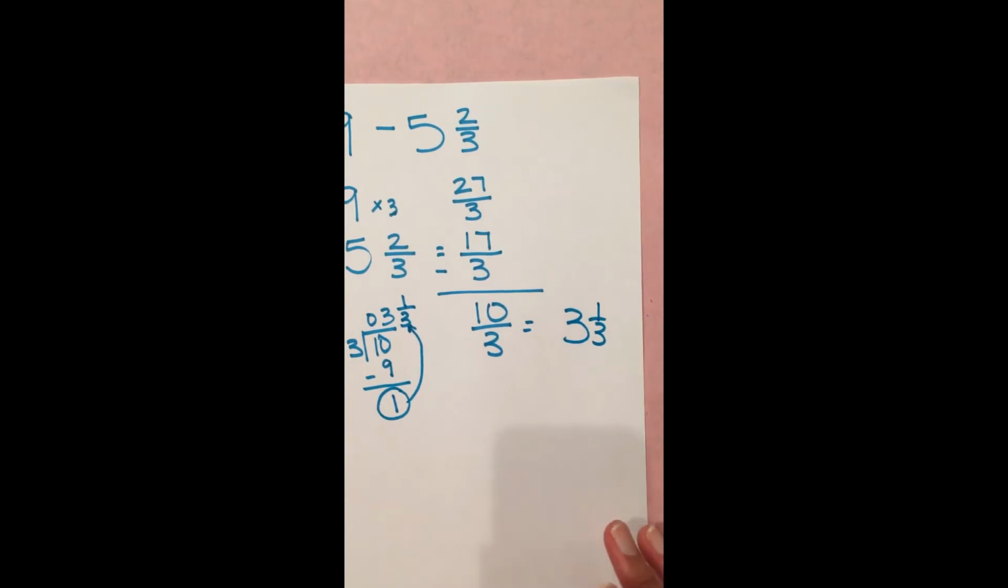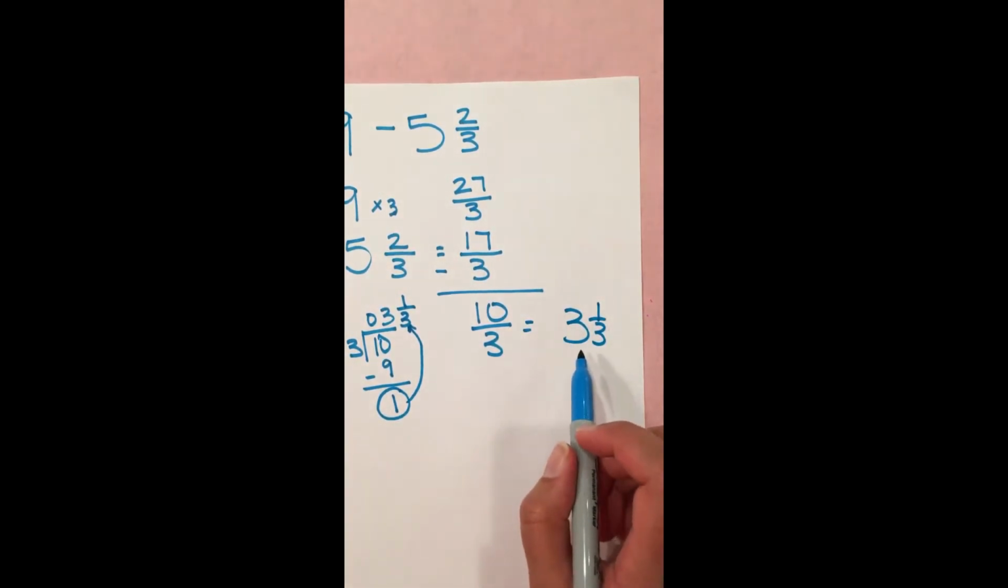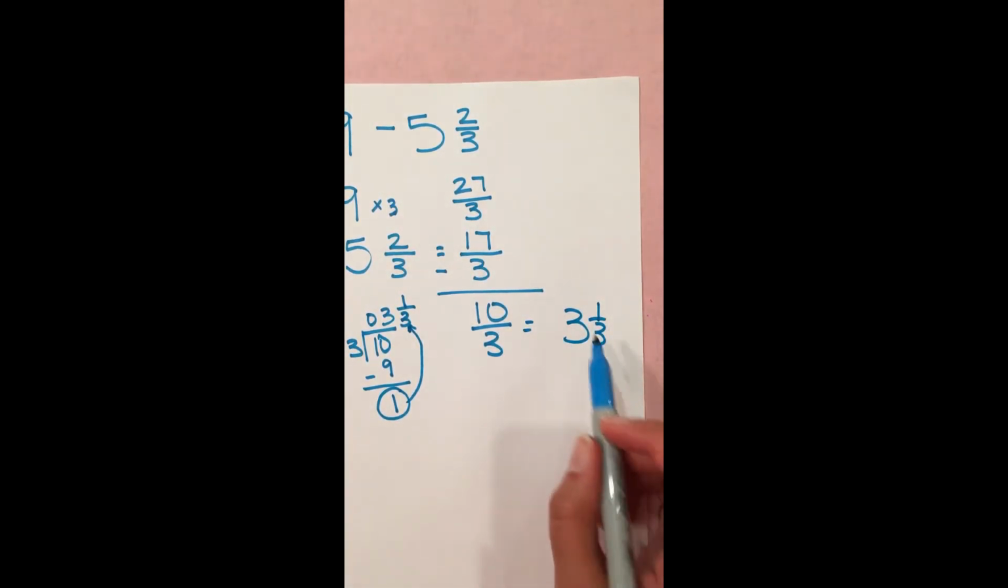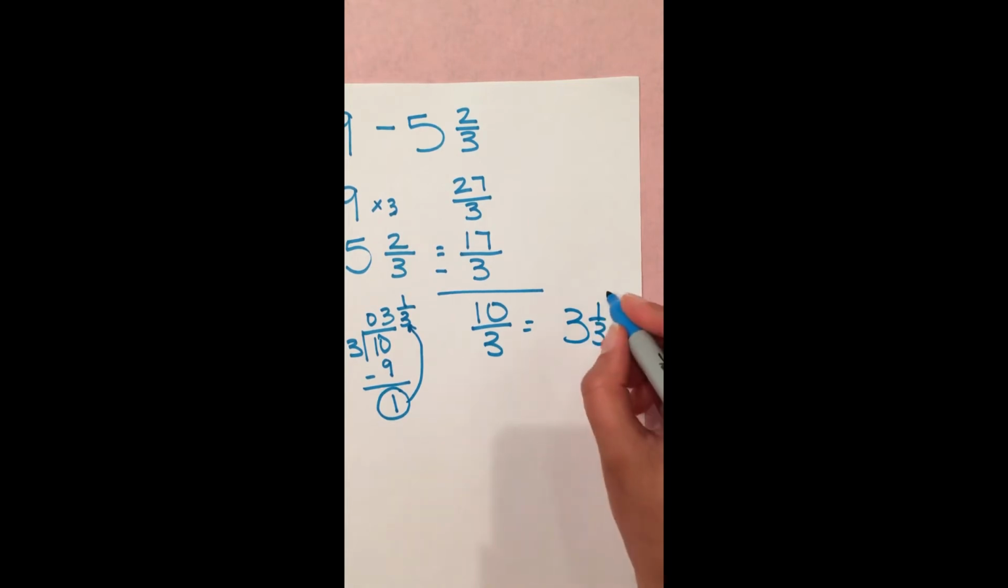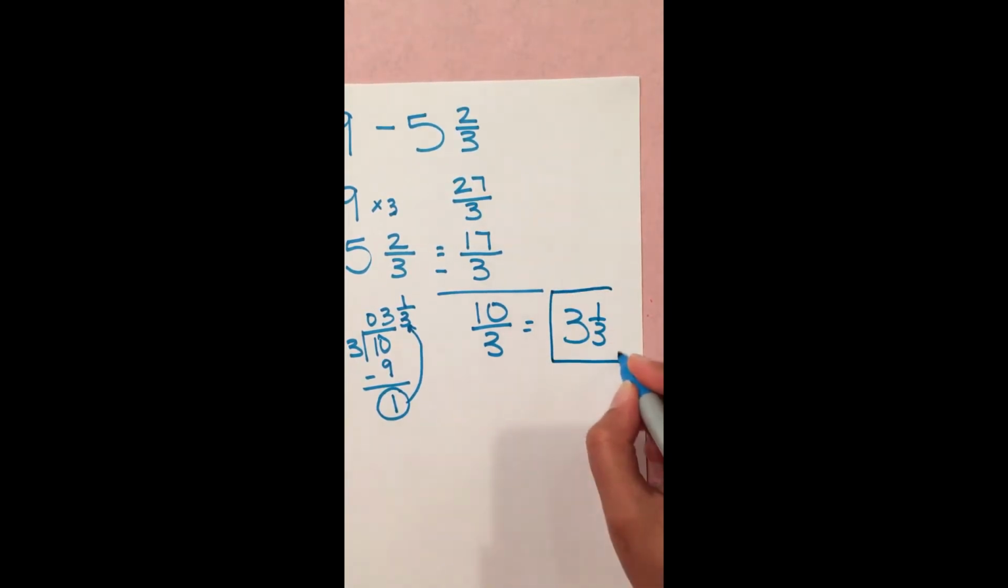Now that I have that answer, I'm going to observe this. And what do I observe about this? This is a unit fraction, which means it's in its simplest form. So this is our championship answer.